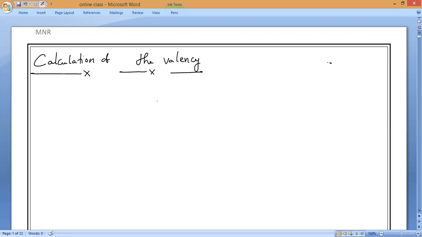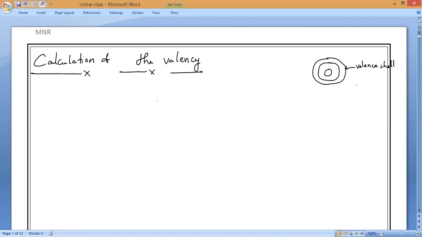First of all, I need to know response from you all. What do you mean by valence shell? Anybody? What do you mean by valence shell? Yes, please. Outermost shell. Outermost shell we used to call it as valence shell. So whatever it is, it may be a K shell or maybe an M shell or maybe an L shell or whatever it is, the outermost shell is called as valence shell. Everybody knows or not? Valence shell means outermost shell.